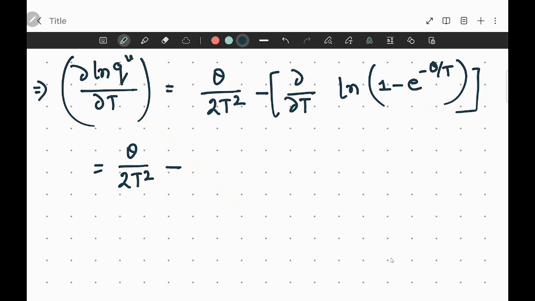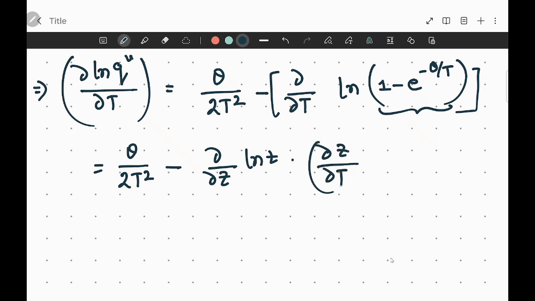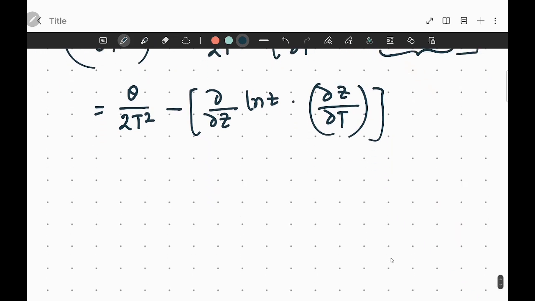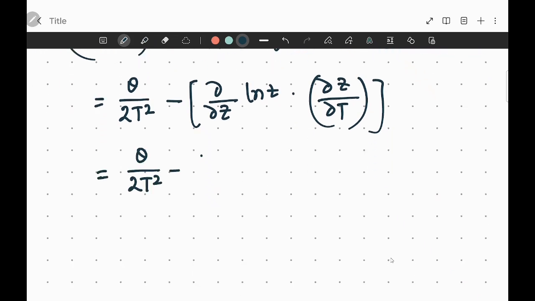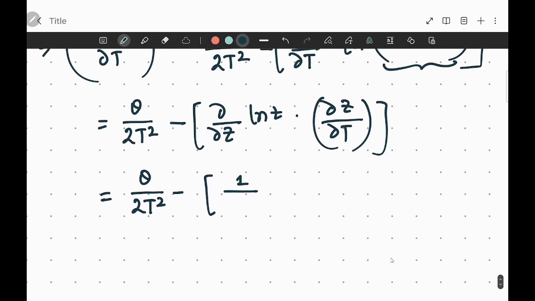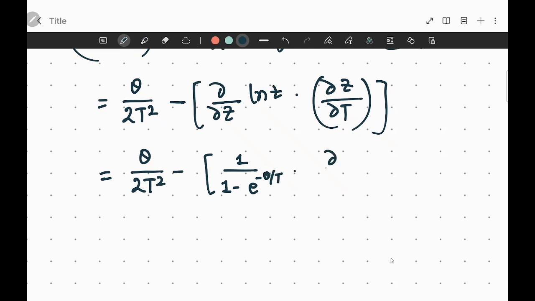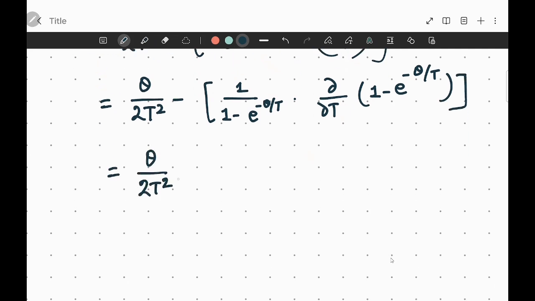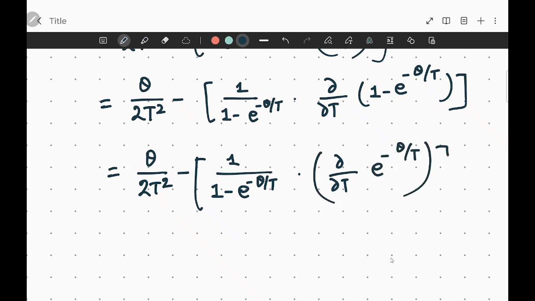Okay, so it is theta by T square. This term you can write as, let's say this is z, then it will be d ln z by dT, which is 1 by z into del z del T. And z was this 1 minus e to the power minus theta by T, so this is del T of 1 minus e to the power minus theta by T. And this is minus e to the power minus theta by T, so the derivative of e to the power minus theta by T, and there will be another minus sign and it will be plus.